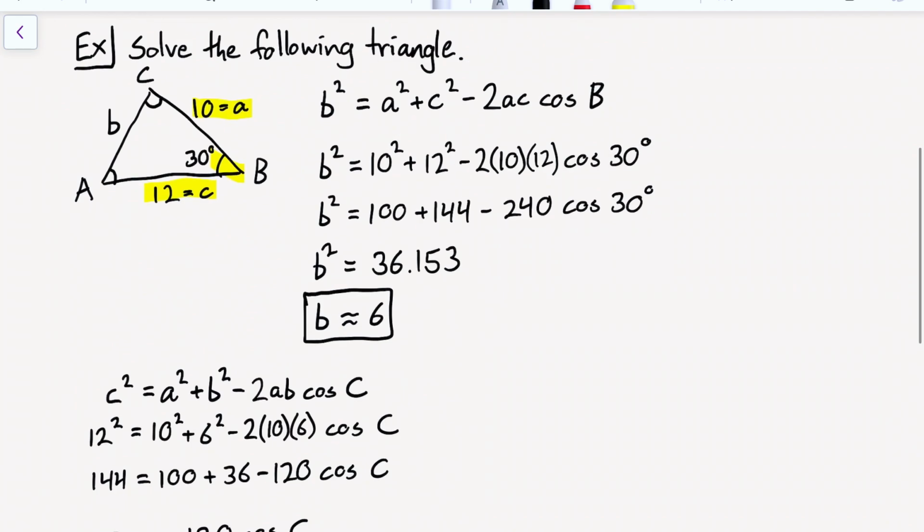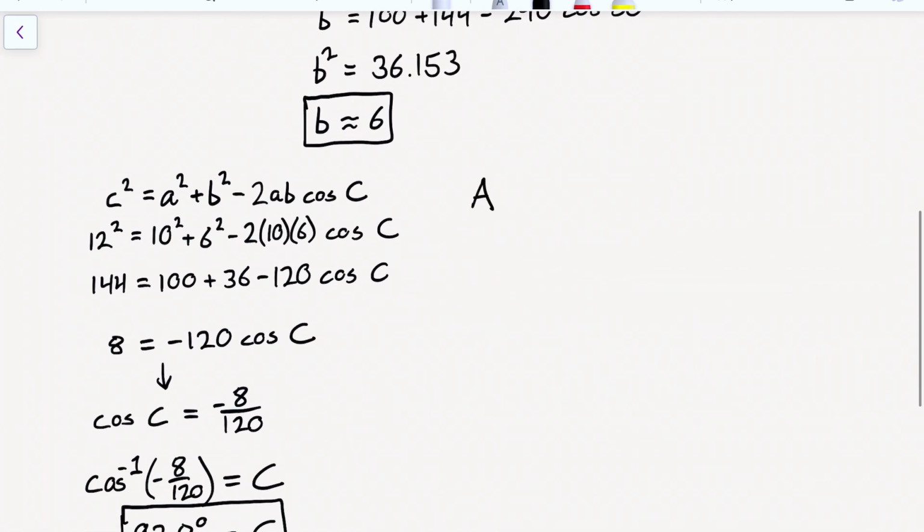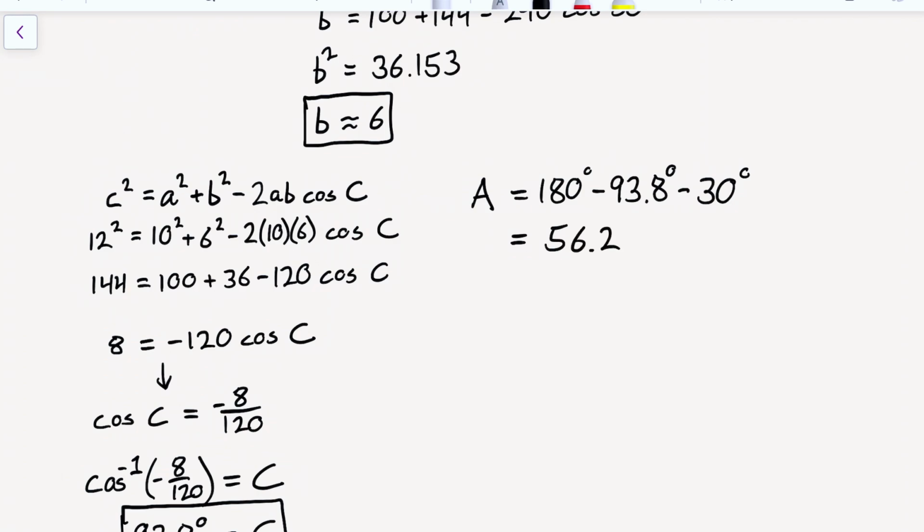Now we can quickly find the missing piece, angle A. Angle A equals 180 degrees minus the two other angles that we've already found, 93.8 and 30 degrees. And so, in short, we have angle A equals 56.2 degrees. Remember that because of my rounding earlier on in the problem, depending on how you did your rounding and what steps you took for your problem, you may see slightly different answers here for angle A and for angle C.